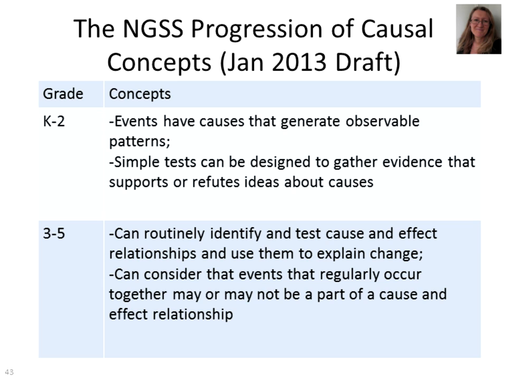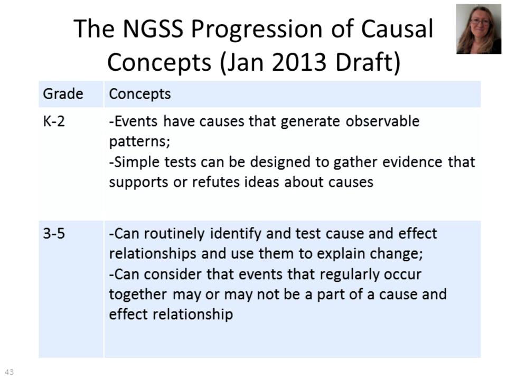This is an important idea because events are often attention-grabbing. They pull our attention towards something happening, and then we're compelled often to explain why it happened. There are some caveats about that, which I'll talk about later, but this idea is very appropriate for the youngest grades, focusing on observable patterns and events that are attention-grabbing. There's also a little bit of a focus on simple kinds of tests that can be designed to gather evidence to support or refute ideas about causes, so early ideas about testing and fair testing that builds as you get to grades 3 and 5.